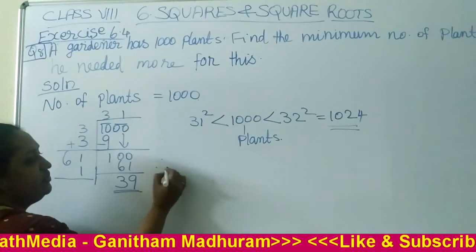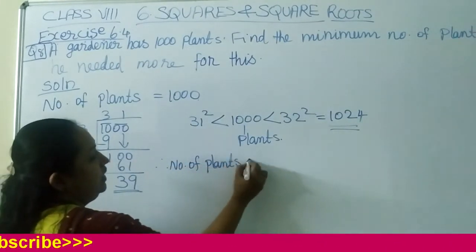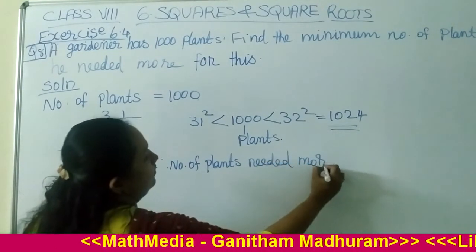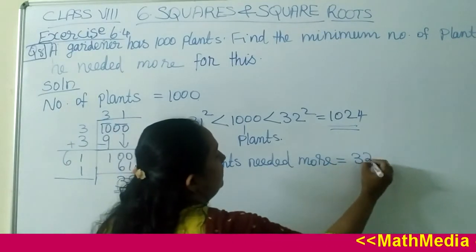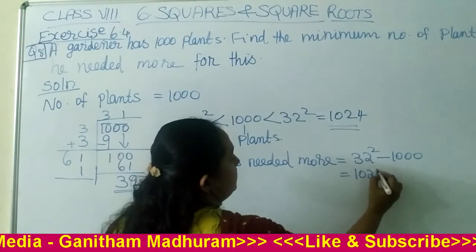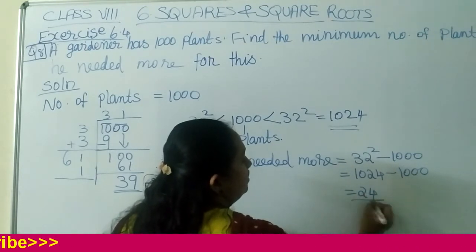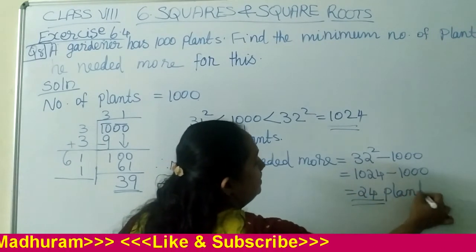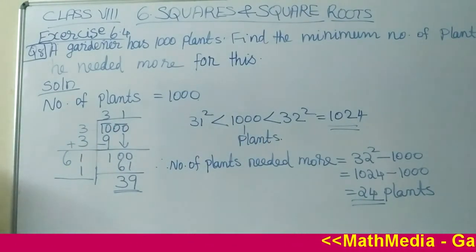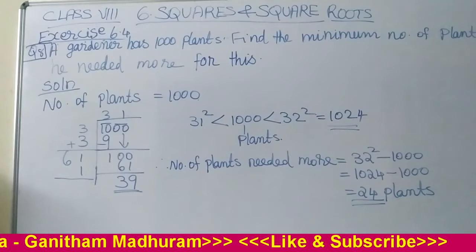So we can write the step this way. Number of plants needed more equals 32 square minus 1,000. That is, 32 square is 1,024, minus 1,000, which will give 24. So he needs 24 more plants to get a square number, in such a way that an equal number of rows and columns should be there.